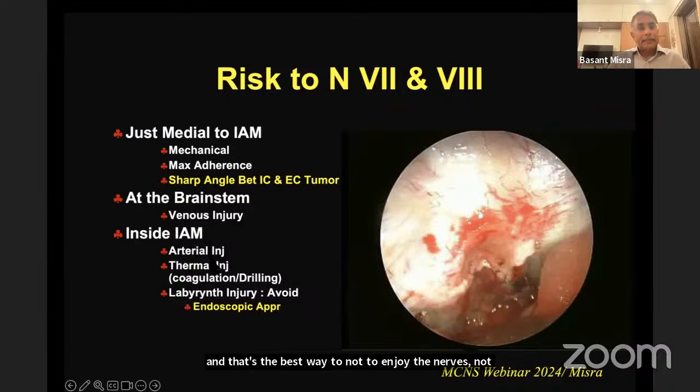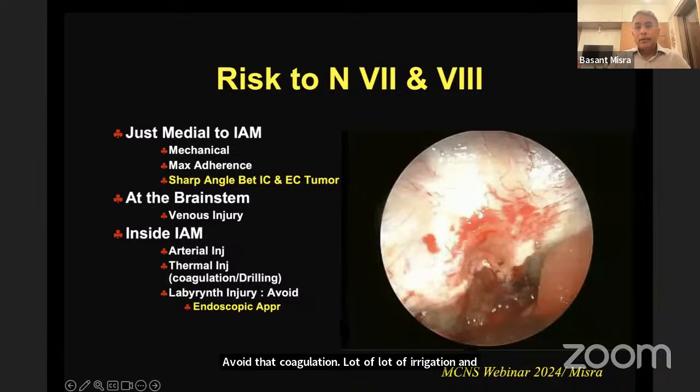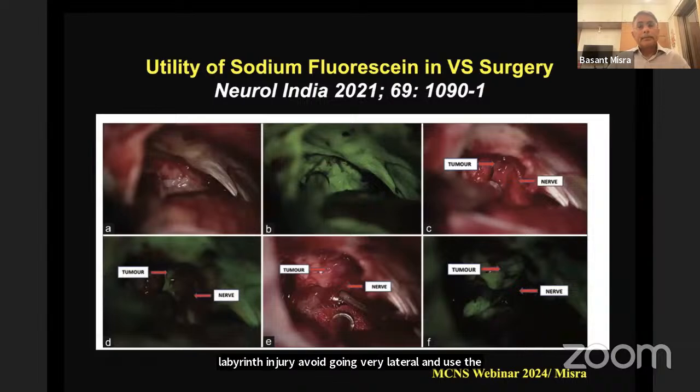Inside the internal acoustic meatus and canal, there's arterial injury, thermal injury because of coagulation and drilling. Avoid that coagulation. Lots of irrigation. And for labyrinth injury, avoid going very lateral and use the endoscope assistance. Now, some adjuncts we have found useful: fluorescein to distinguish between the tumor and the nerve. The tumor enhances, the nerve does not.